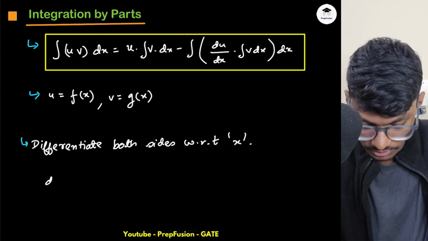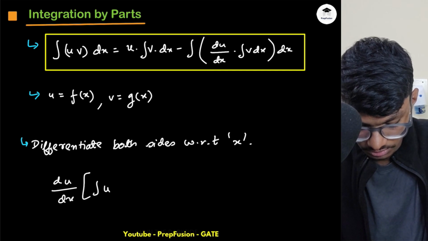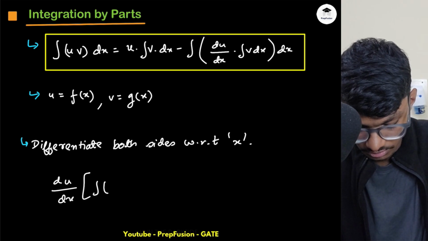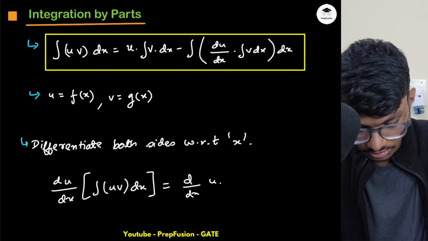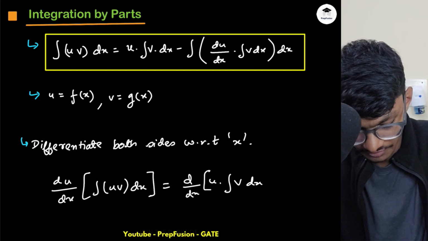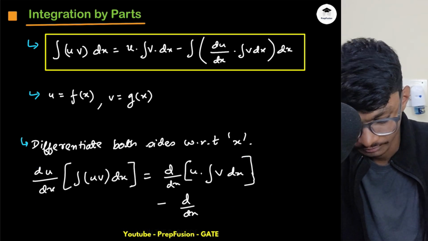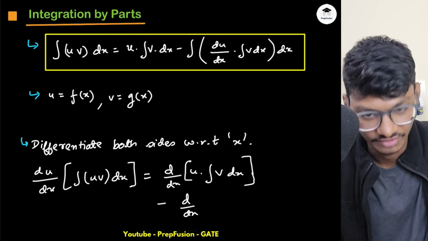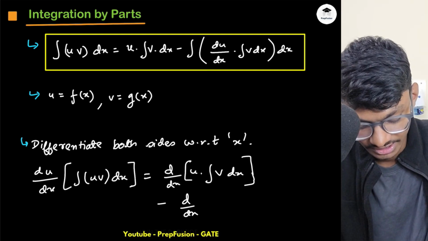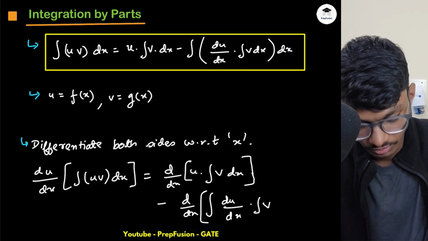So what you do, integration of du upon dx times v dx equals d by dx of u times v minus d by dx of this thing. This is very big. This is just for your peace of mind, that yeah, I'm getting the result. Whatever is written over here, this is true. So differentiation of this thing, integration of du upon dx into integration of v dx.